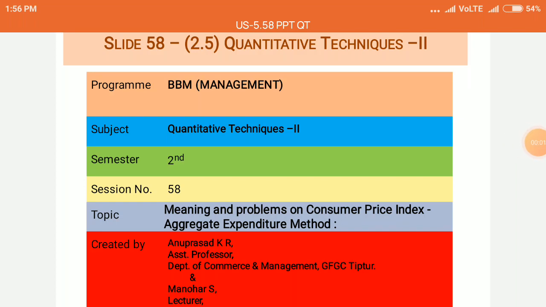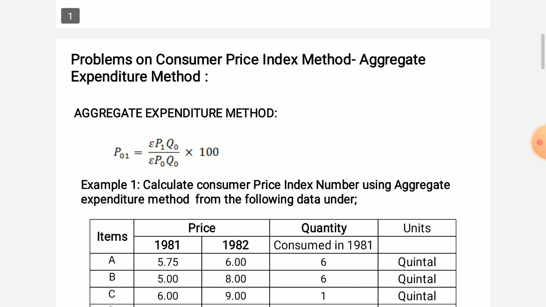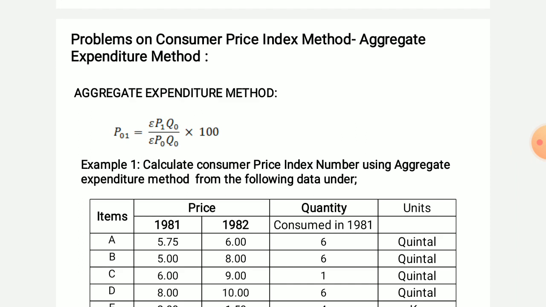In this session also we are solving problems on consumer price index method, or aggregate expenditure method, and you are required to understand clearly the method of calculation here. Now, problems on consumer index method, aggregate expenditure method.